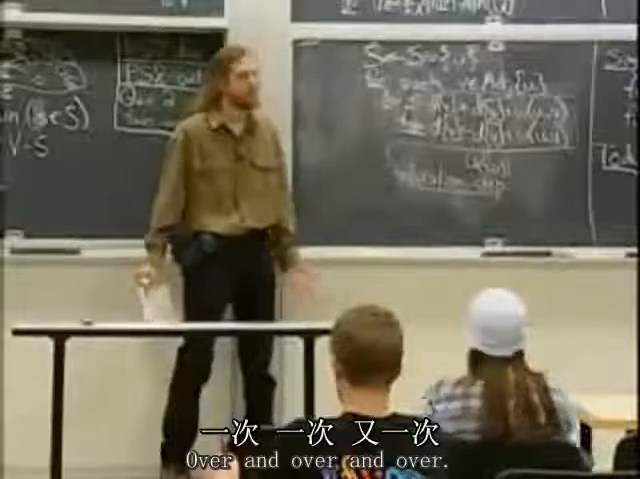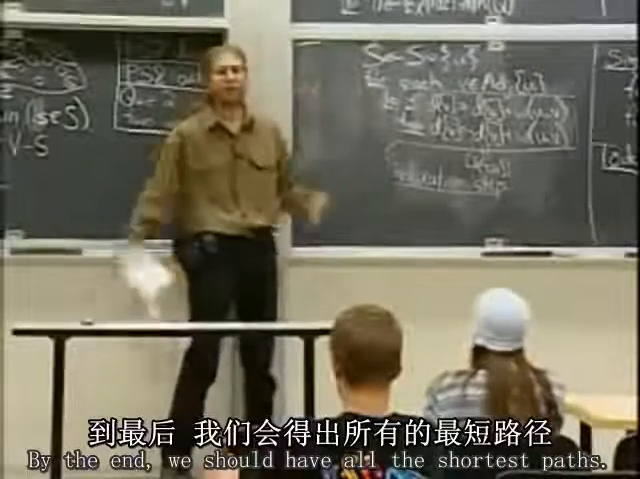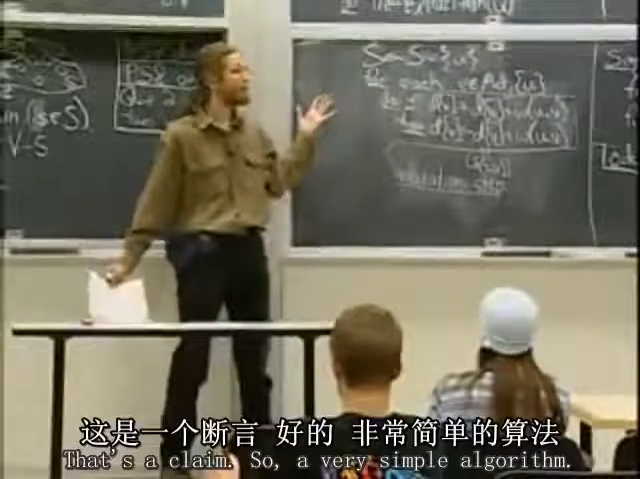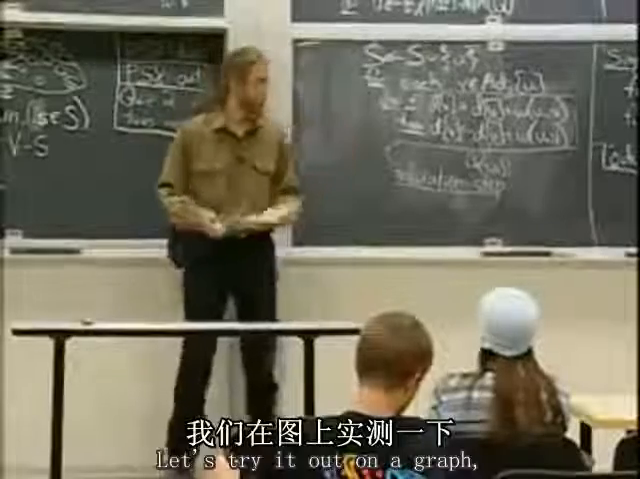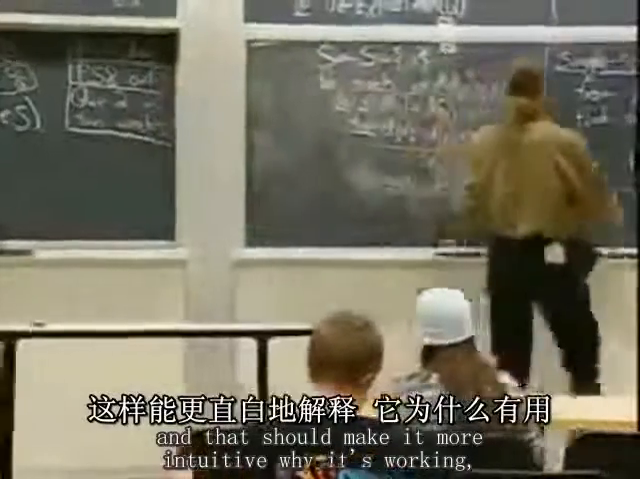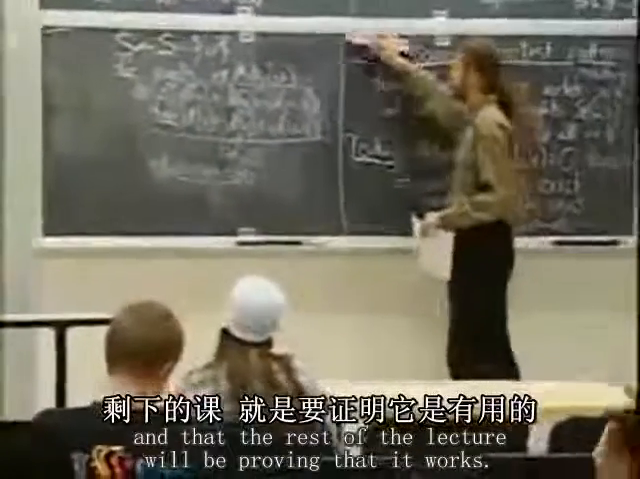Over and over and over. And by the end, we should have all the shortest paths. That's the claim. So very simple algorithm. Let's try it out on a graph, and that should make it more intuitive why it's working. And then the rest of the lecture will be proving that it works.